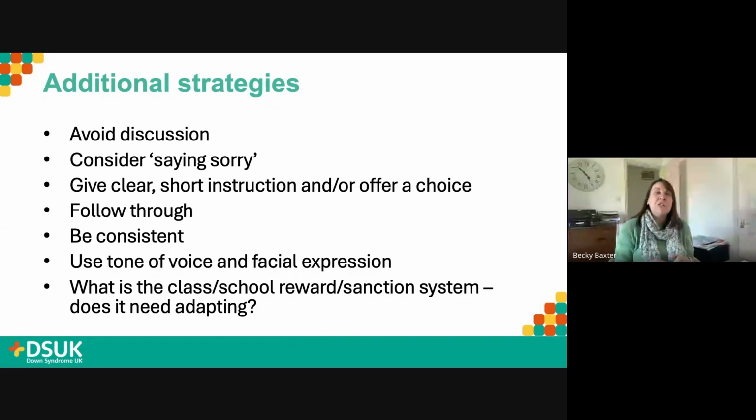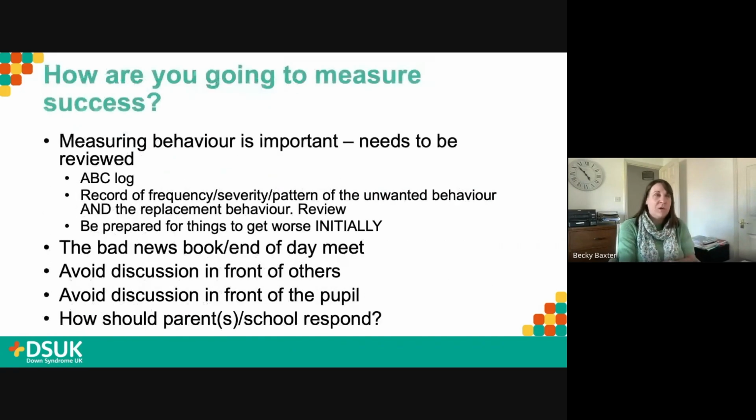Use tone of voice and facial expression that match what you're saying. So if they're doing something you don't want, saying, oh, you're a bit cheeky monkey, that makes me go, yeah, I'm doing the right thing. I know that's not what we want. I want to be really clear. And have a look at your school system. It may well need some adaptation. Need to build in some visuals, maybe till you get your dojo, get 3 ticks or 3 stamps or whatever, and then you get a house point.